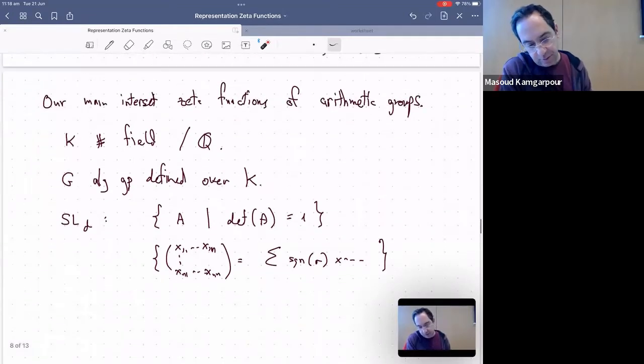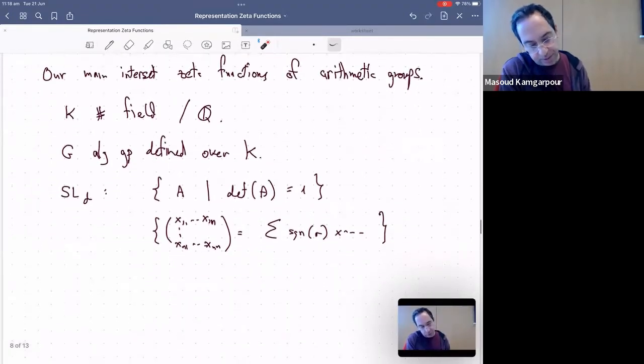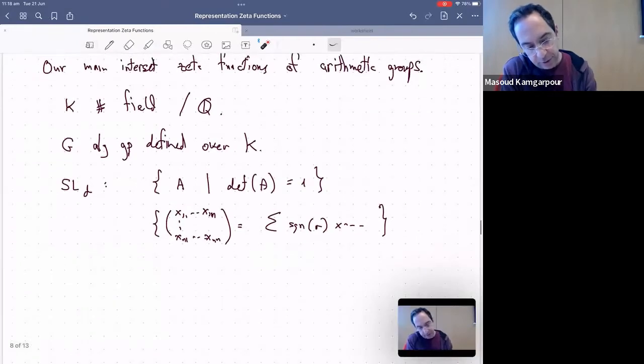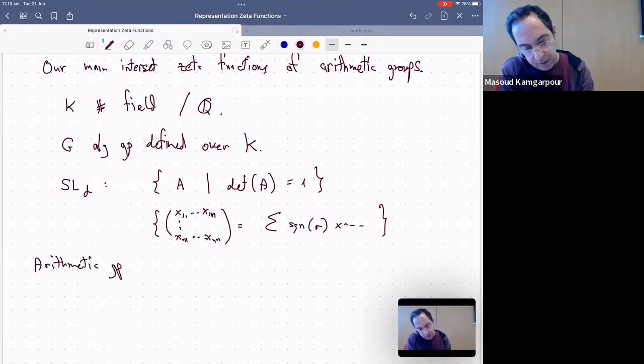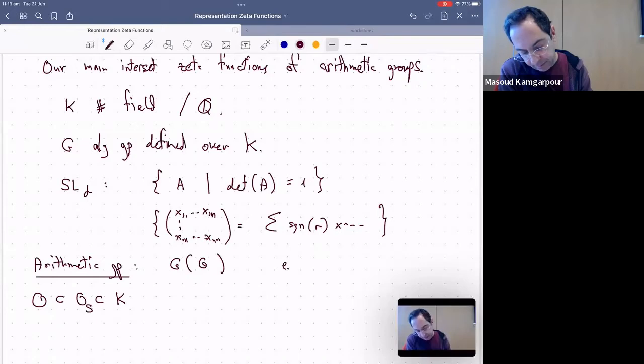Okay, I was on my way to tell you something about arithmetic groups. So an arithmetic group is going to be G of O, where O is the ring of integers in the field K. And slightly more general, I will look at the S-integers. But first, let me give you an example.